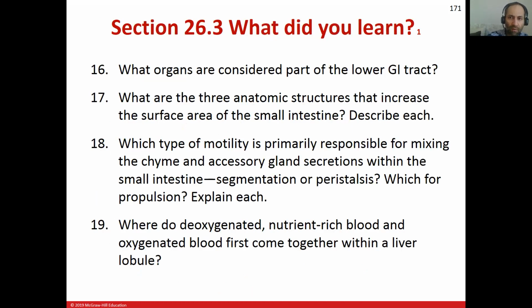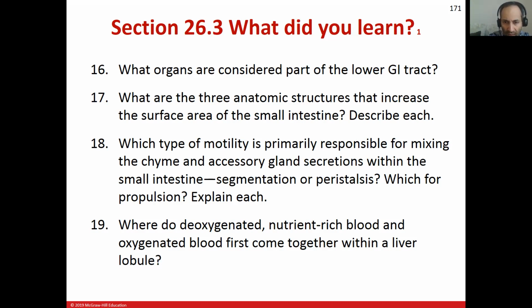So what organs are considered part of the lower GI tract? The small intestine, the large intestine, and everything onwards, the anal canal. What are the three anatomic structures that increase the surface area of the small intestine? The villi, the microvilli, the circular folds. Which type of motility is primarily responsible for mixing the chyme and accessory gland secretions within the small intestine? Segmentation, to and fro, the slinky-like motion. Which one is for propulsion? Peristalsis, when the smooth muscle contracts to move the food along.